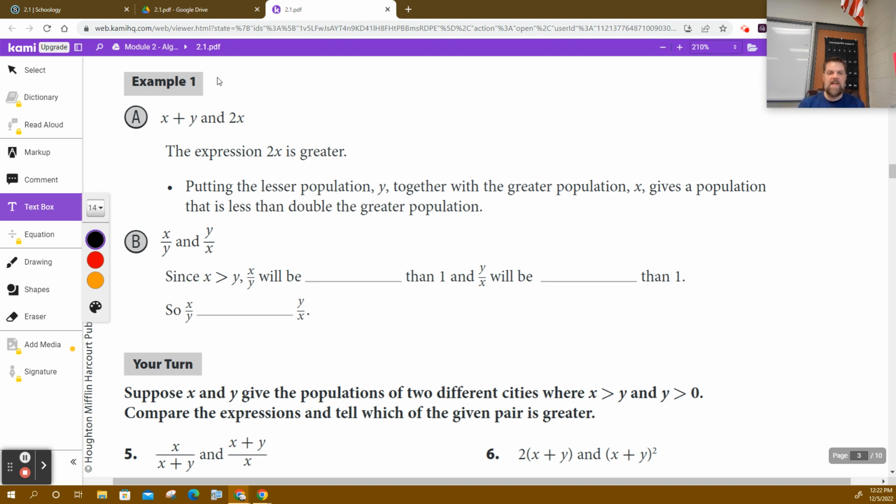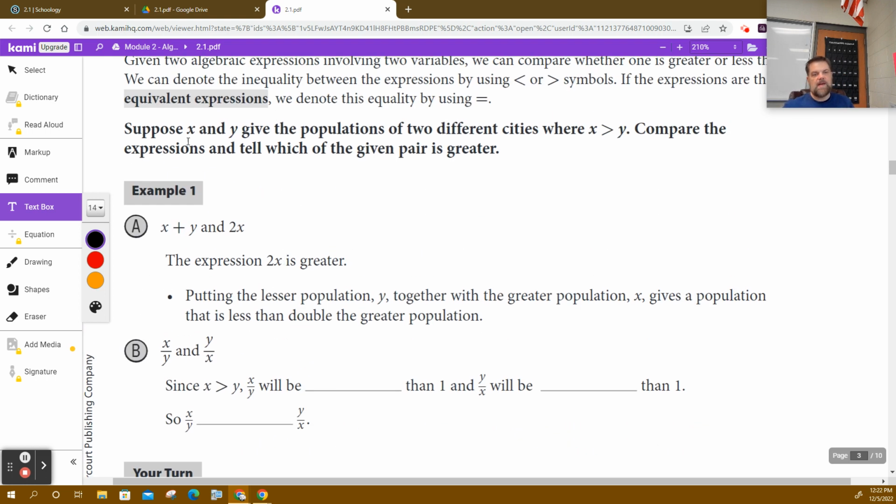So for example, 1a, it says x plus y and 2x. The expression 2x is greater. Okay? So how do I set that up? Well, I got to jump up to the top. I'm sorry, I skipped this.